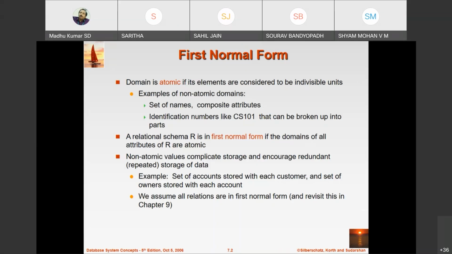Okay, let us see the condition for first normal form, which every one of you is aware of, I am sure. Here the condition is that the domain is atomic, if the elements are considered to be indivisible units. Every field has an indivisible item which cannot be divided further, and then you say it is an atomic item. In first normal form, all the individual fields should contain only atomic values. A relational schema R is said to be in the first normal form if the domains of all attributes of R are atomic. So this is by definition.